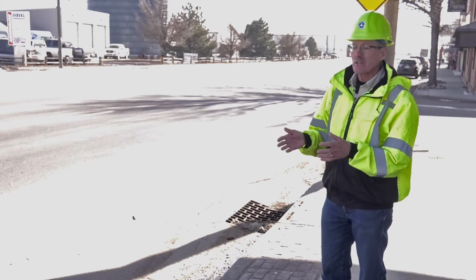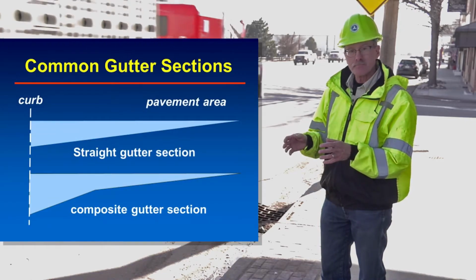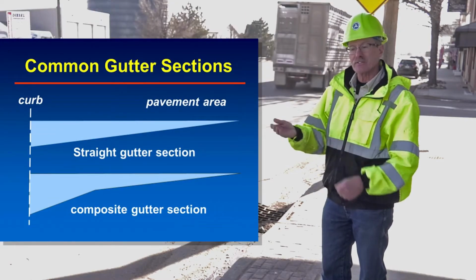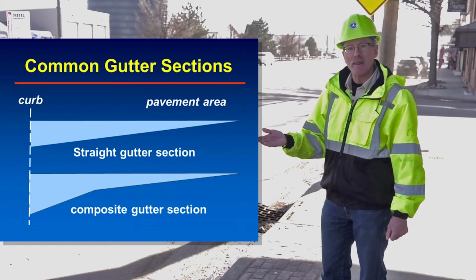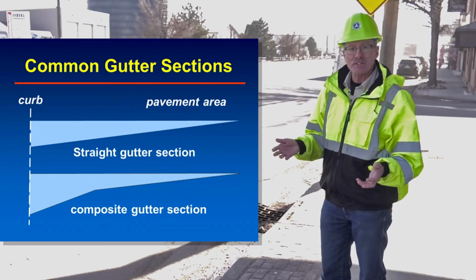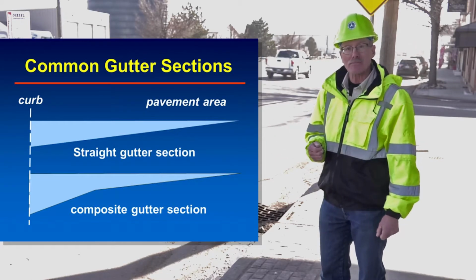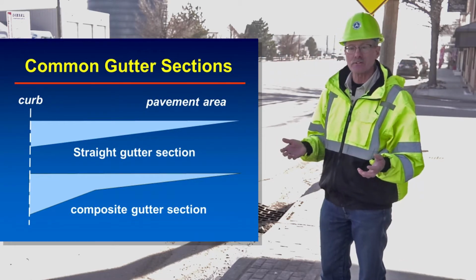In this location, we have a straight gutter section. A straight gutter section has a cross slope that's the same as the pavement slope. Another gutter type is a composite gutter section where the gutter slope is steeper than the pavement. That's done for hydraulic reasons.